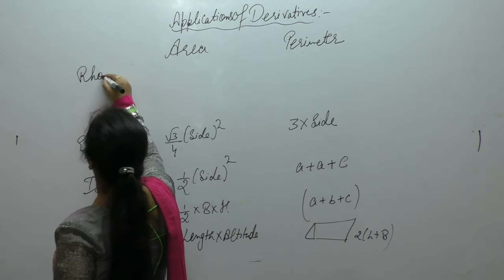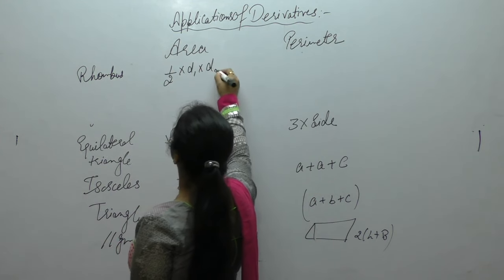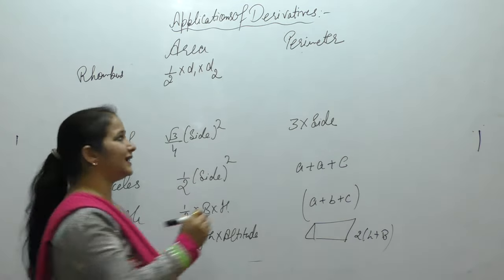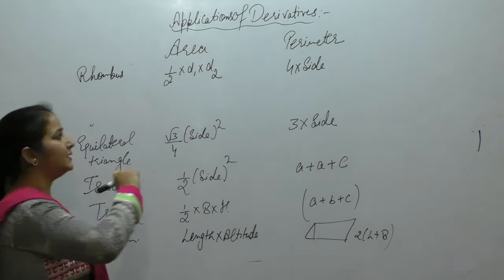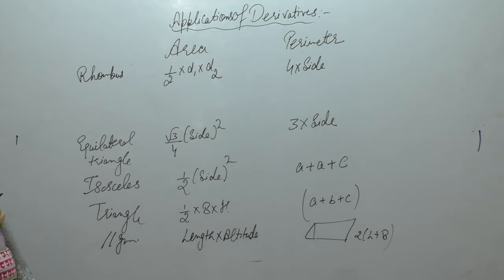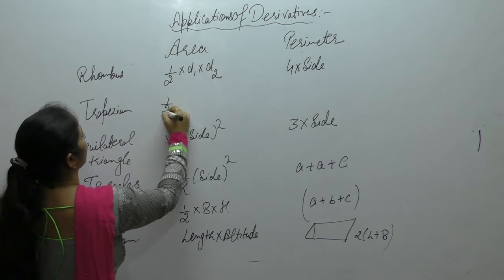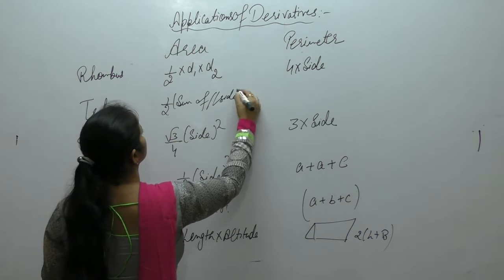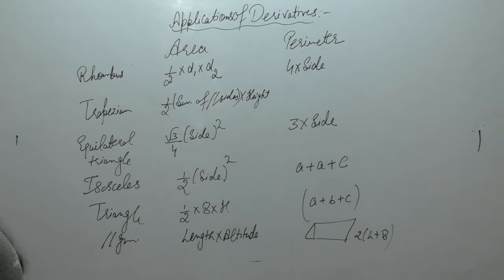Rhombus. Area of rhombus is half product of its diagonals. Rhombus की चारों side equal होती हैं, so perimeter is 4 into side. Next one is, after parallelogram, trapezium. Half sum of parallel sides into height.